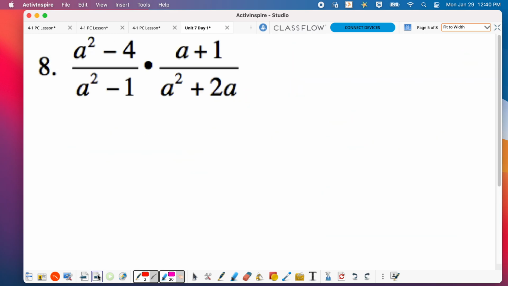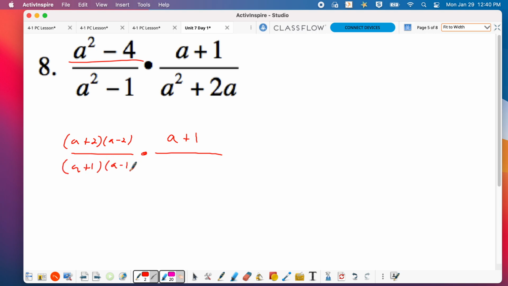All right. Number 8. Factor. When you're done factoring, watch my video, then pause it, we'll finish it. All right. Difference of squares. Two perfect squares separated by a minus sign. That's a plus 2, a minus 2. Same thing on the bottom. A plus 1, a minus 1. I don't have to change that A plus 1 on the right.